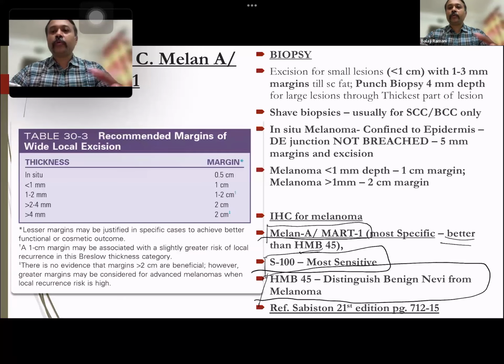The next thing is, how do you deal with the melanoma? As I already said, any melanoma, the treatment is going to be a wide excision. What is the margin of excision?